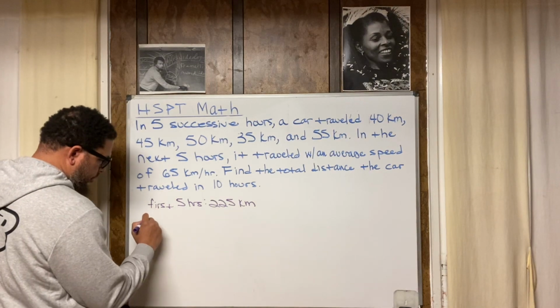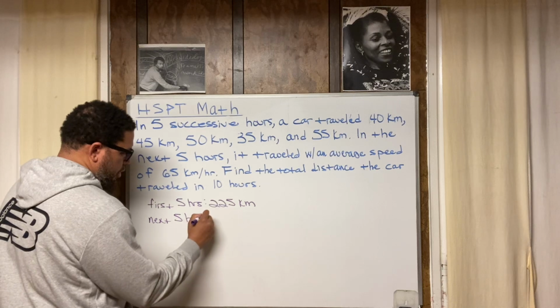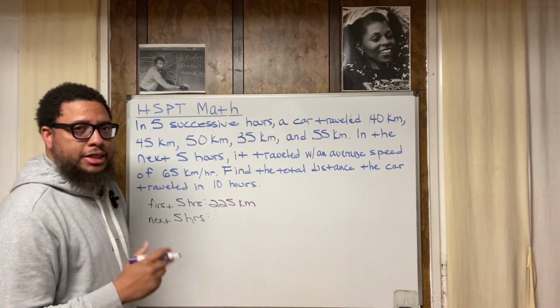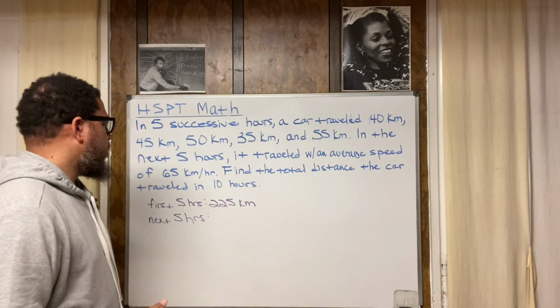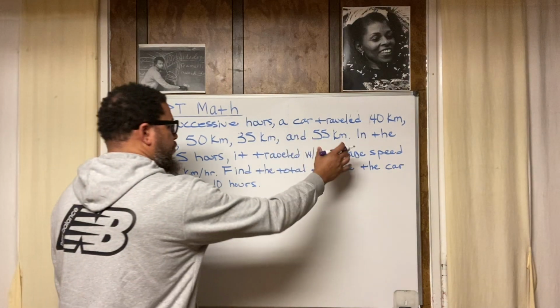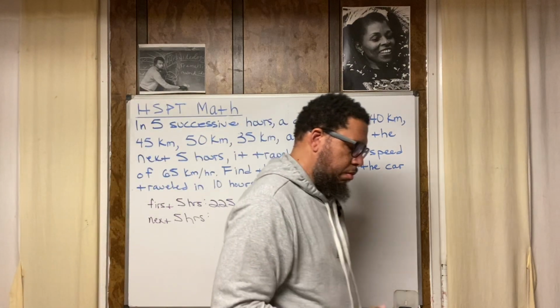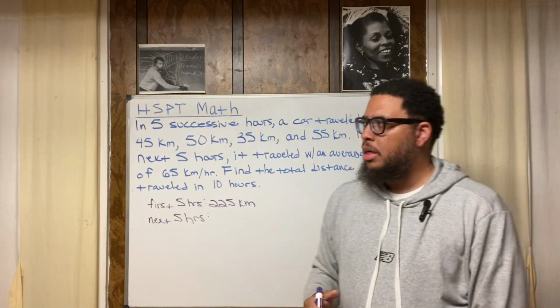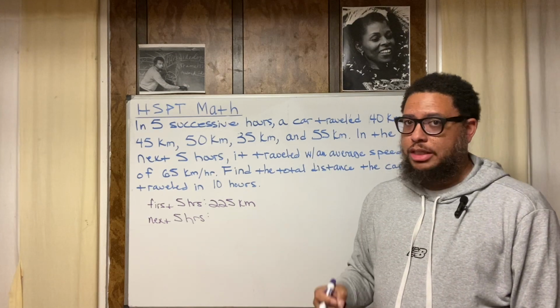Now, the next 5 hours, right? Now, this requires us understanding the concept of average speed or average anything. All right. So in the next 5 hours, it traveled with an average speed of 65 kilometers per hour. So what does that mean? Think about it like this. We don't know the total amount of distance that was traveled, at least not initially.